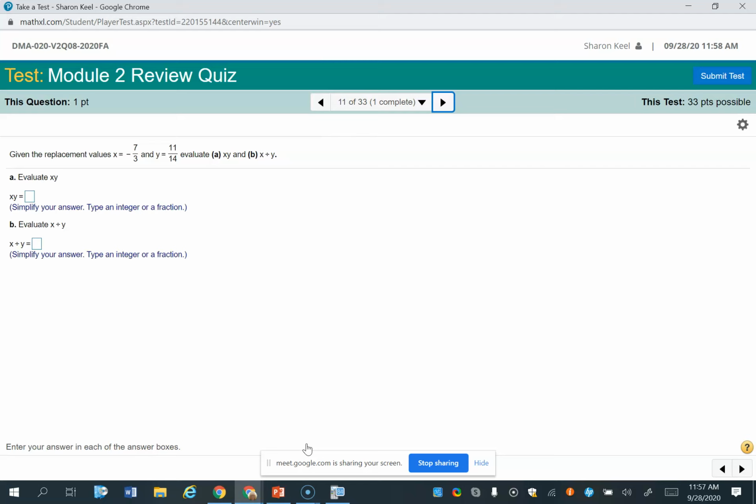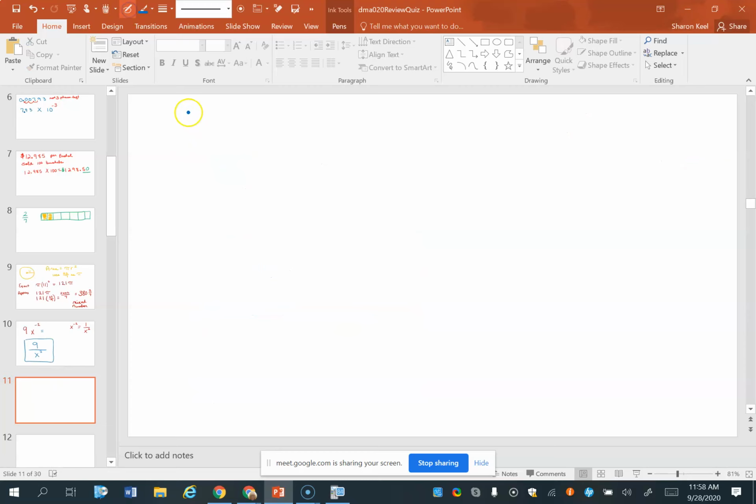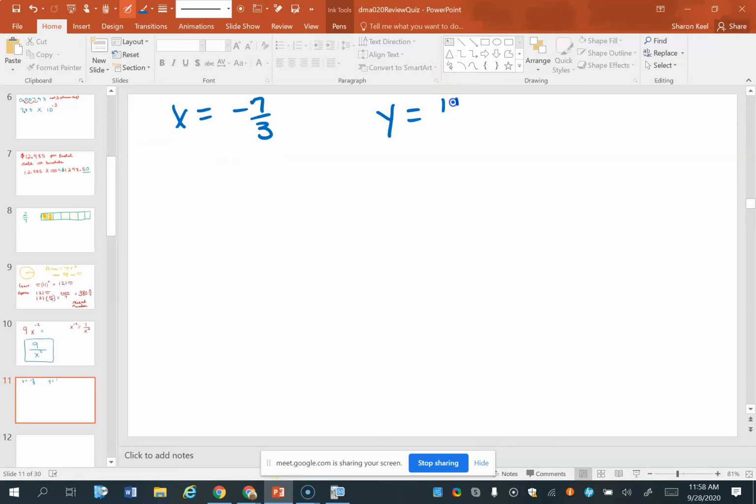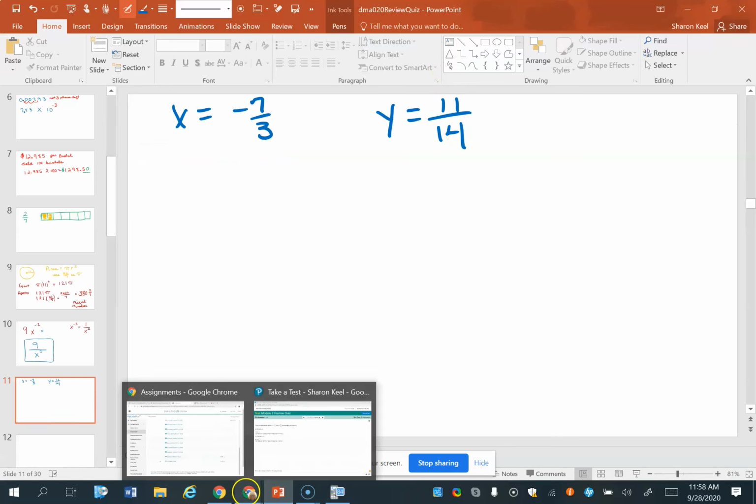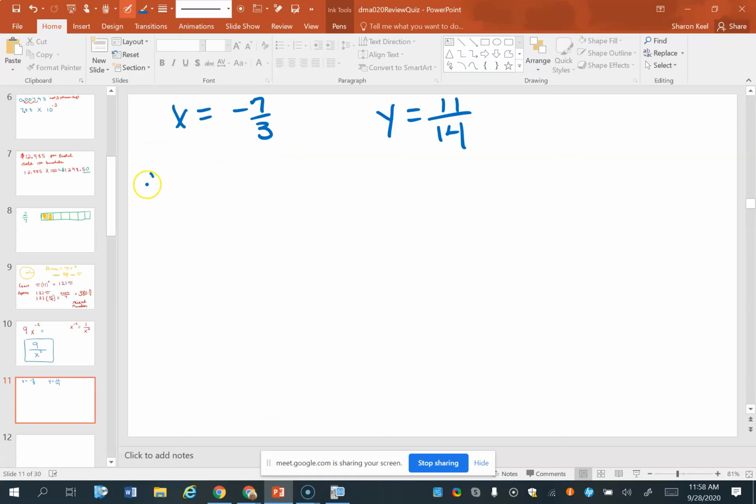Given the replacement values, evaluate the multiplication and the division of these. Okay, so let's write these down first. x equals -7/3, and y is equal to 11/14. We have two problems here. One is to do x times y, and the other is x divided by y. So A is x times y, B is x divided by y.